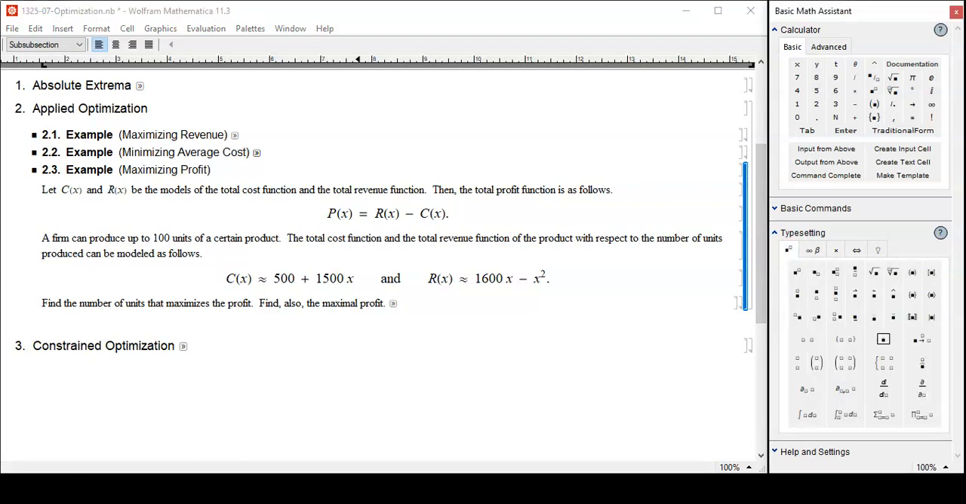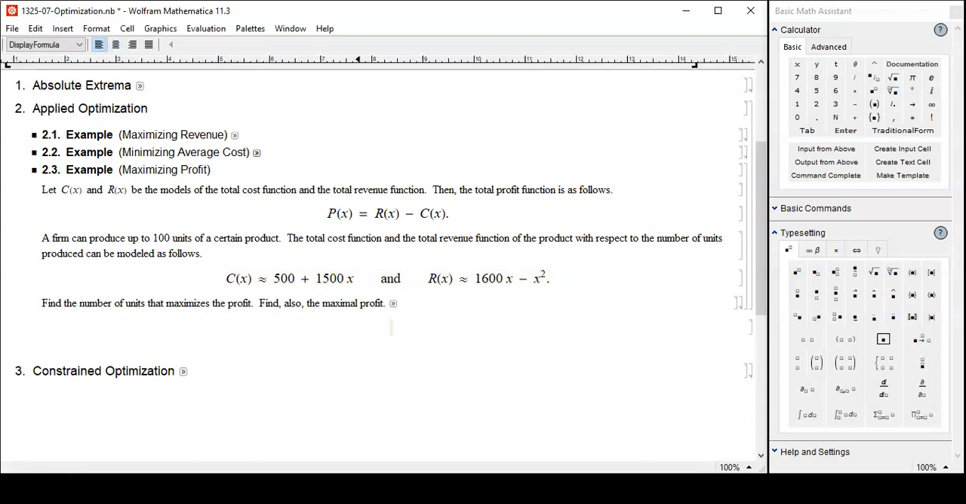How about the next problem here? Let C of x and R of x be the models of the total cost function and the total revenue function, so that subtracting one from the other, we get the profit function. Okay, the firm can produce up to 100 units of a certain product. The total cost function and total revenue function of the product are modeled like these. Find the number of units that maximizes the profit and find the maximal profit.